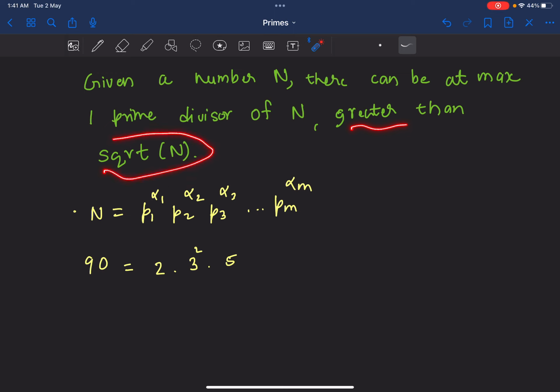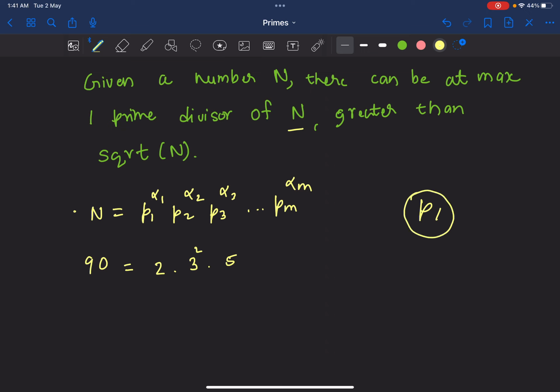So it says that there can be at max one prime divisor of n such that it is greater than square root of n. So I'm saying that if you have given me prime divisor p, I can very well say that if it is greater than the square root of number n, then I'm sure that this will be the only number which will divide n and be greater than square root of n. No other prime number greater than square root of n will divide it. Okay, let's try to prove this.